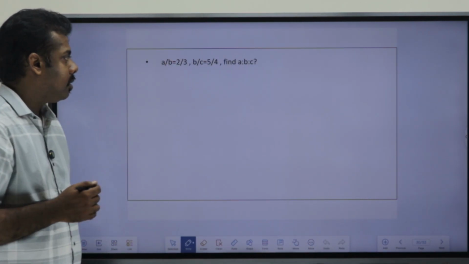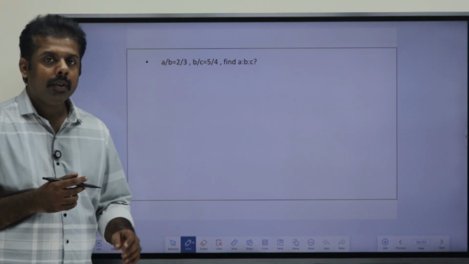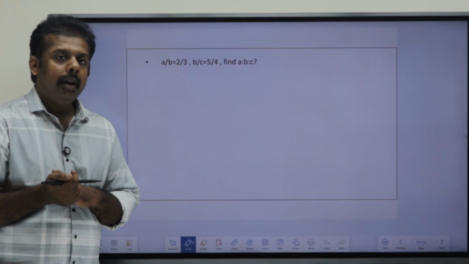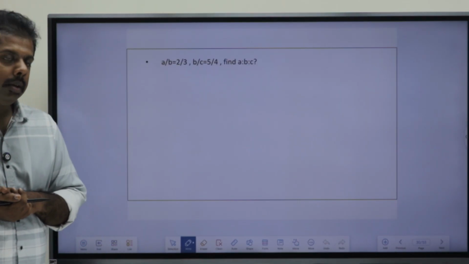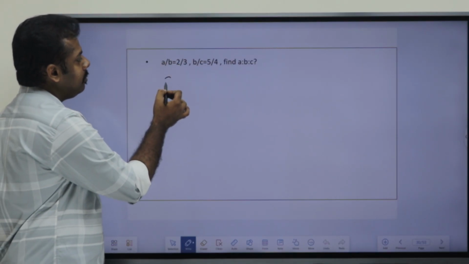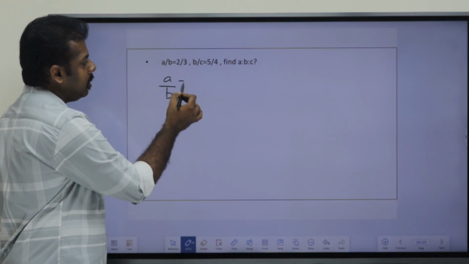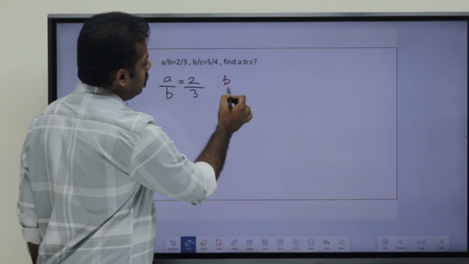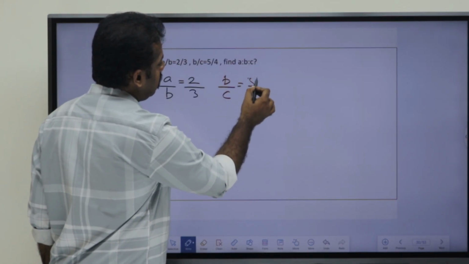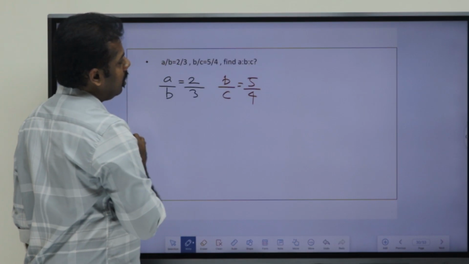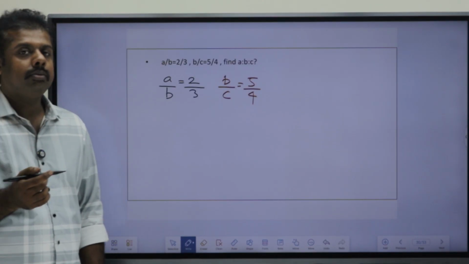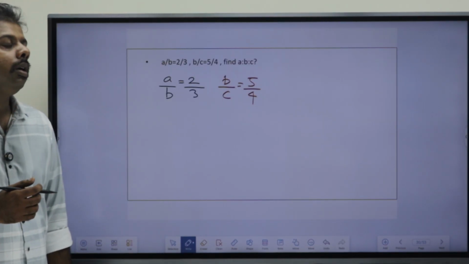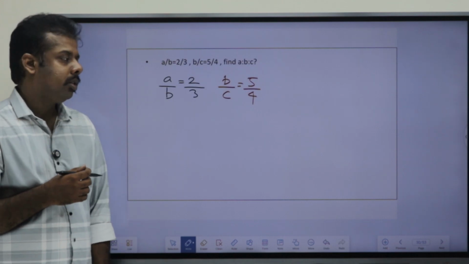Okay. The next condition, here's what they have given. They have given two conditions, where A by B or A is to B, both are the same. They have given that A by B is 2 by 3 and B by C is 5 by 4. B by C is basically here 5 by 4. And they have asked the value of A is to B is to C. Okay. So what is the process to do this?